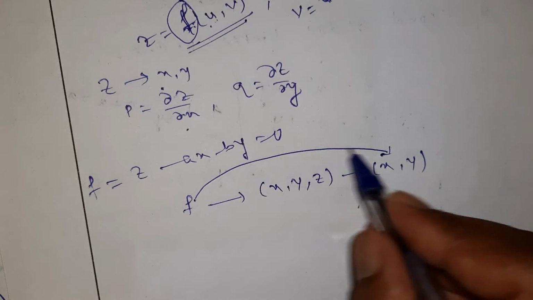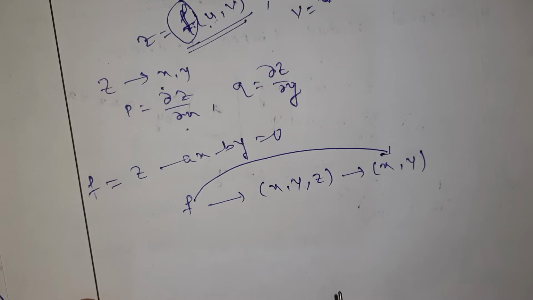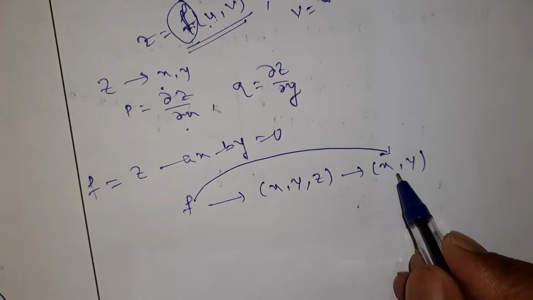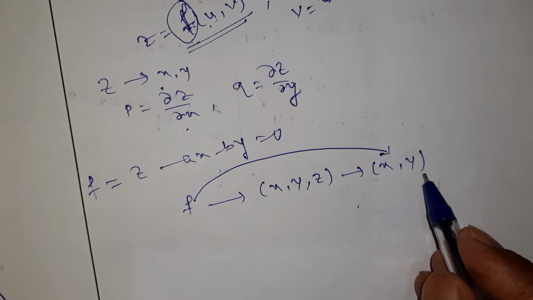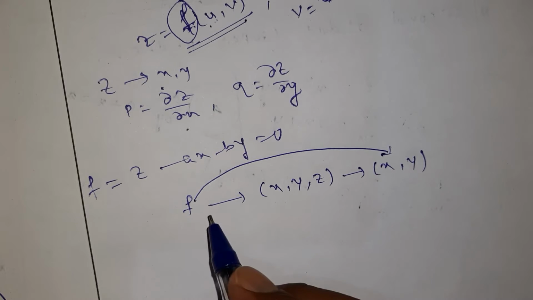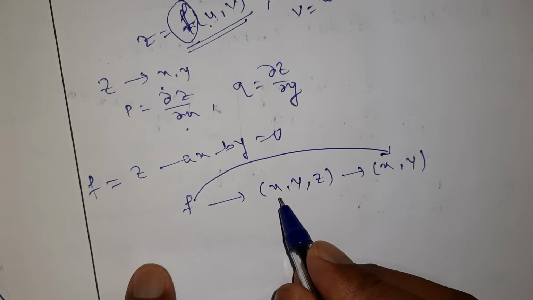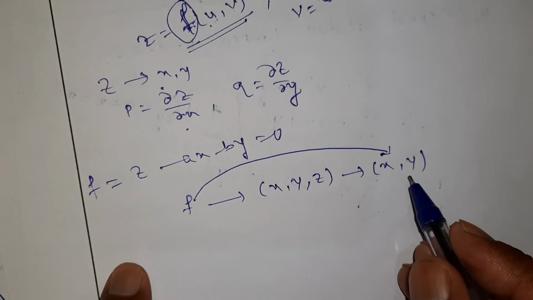F is a composite function of x and y. So I have to differentiate this f with respect to x and with respect to y also. Okay, so let us do it. Suppose I take this in between. See, chain rule we have to use in the proper way.